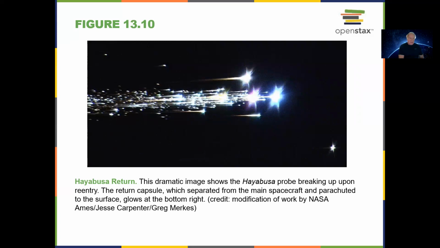Here we see Hayabusa return, and it's a dramatic image of the probe breaking up as it returns upon its re-entry. And the return capsule, which separated from the main spacecraft and parachuted to the surface, glows at the bottom right.